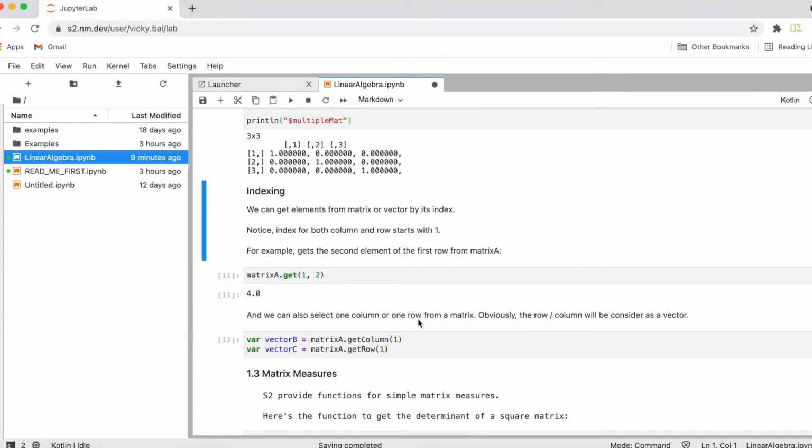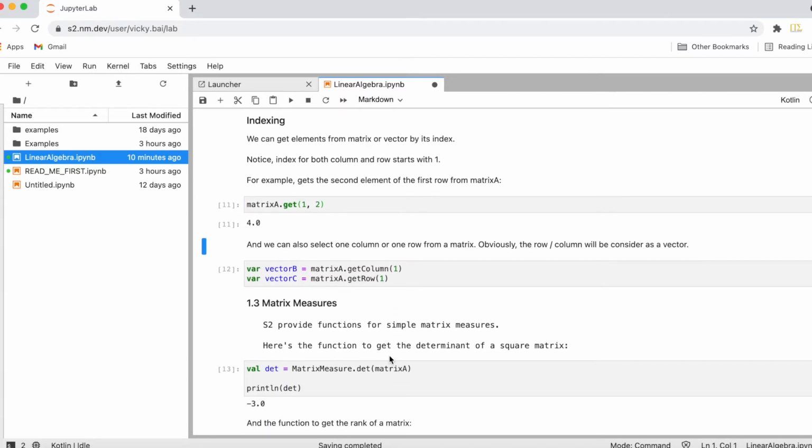Indexing. We can get elements from a matrix or vector by its index. Notice the index for both column and row starts with 1. For example, get the second element of the first row from matrix A. And we can also select one column or one row from a matrix. Obviously, the row or column will be considered as a vector.